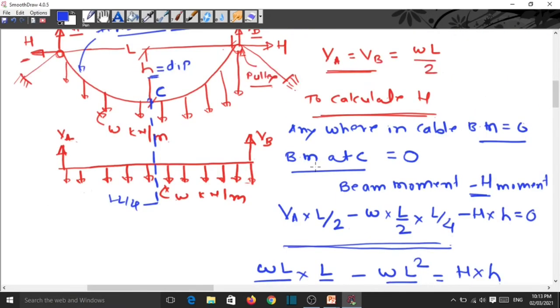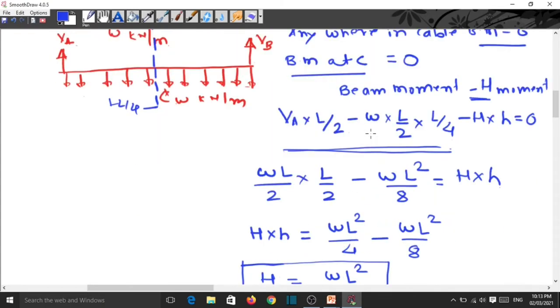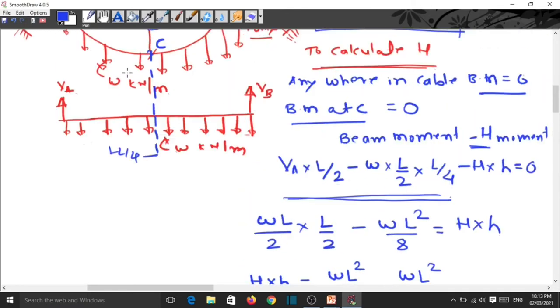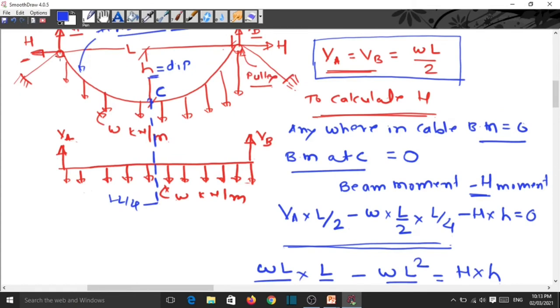Initially we got the vertical reactions VA and VB equal to WL by 2, and here the H is equal to WL square by 8H. Now next we find the profile of this cable.